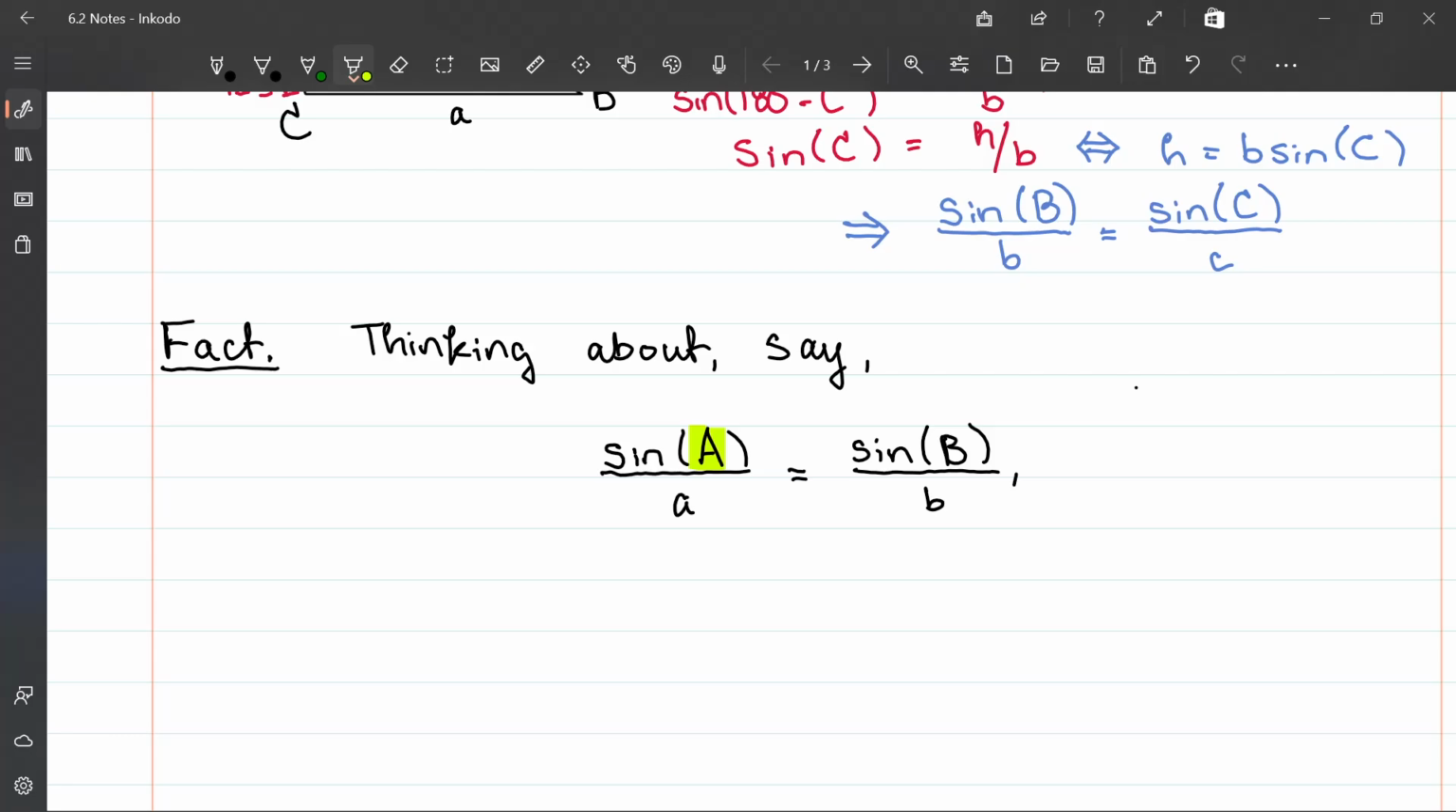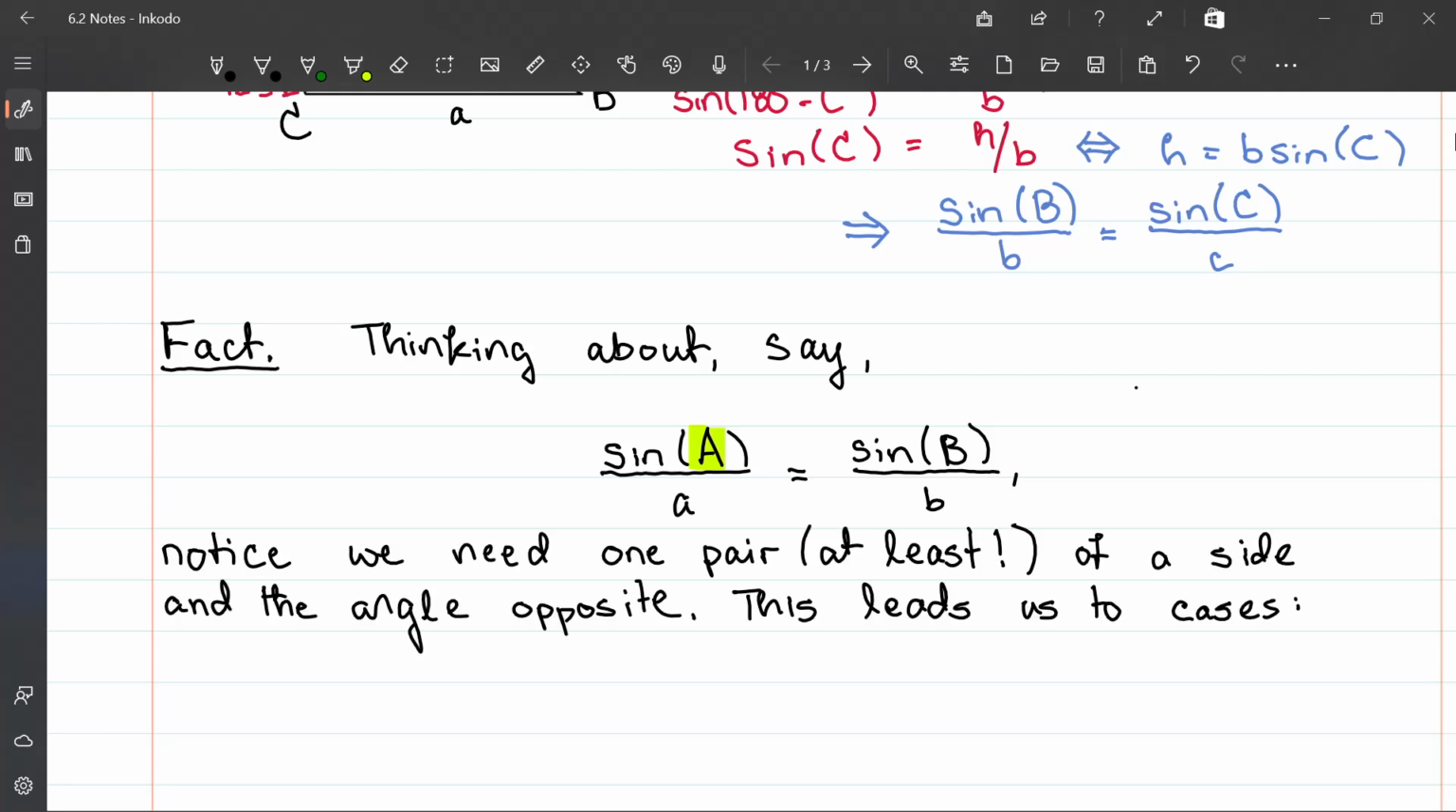To say it another way, and to put it in writing, we need to have one pair at least of a side and an angle opposite that side in order to use the law of sines to solve an equation. That is the crux of the law of sines. It's the thing we need in order to make use of it. And it turns out that because of that necessary condition, we wind up with three cases for possible data.